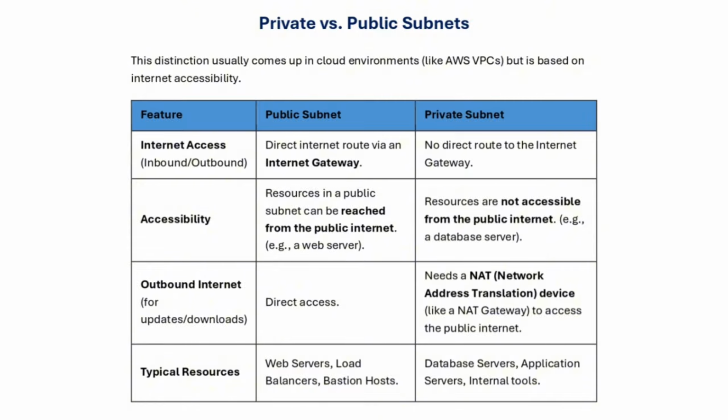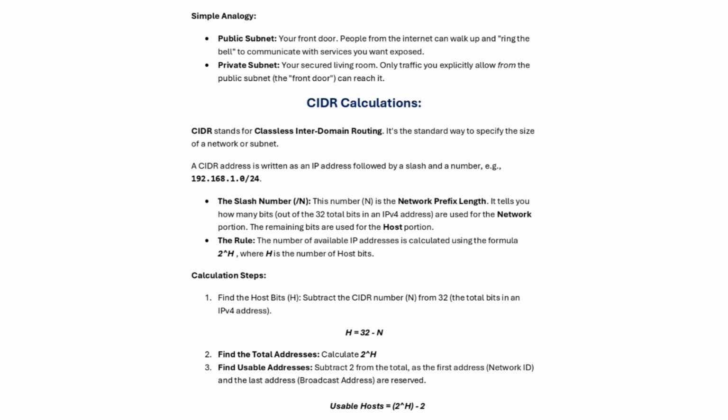Typical resources in a public subnet would be web servers, load balancers, and bastion hosts. In a private subnet, it would be database servers, application servers, and internal tools. For a simple analogy, a public subnet is like a front door. People from the internet can walk up and ring the bell to communicate with the services you want. A private subnet is like a secured living room. Only the traffic you explicitly allow from the public subnet, the front door, can reach it.